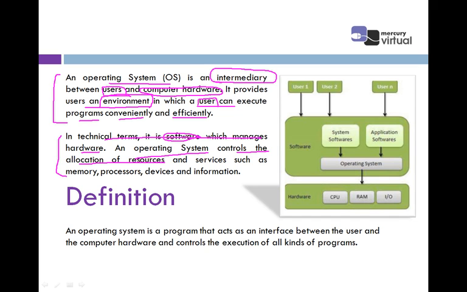So allocation is done in such a manner that different processes can execute in a proper, priority manner, meaning the process that comes first gets allocated the resources and is executed. Another process comes, gets allocated the resources and is executed, and so on. So this line says the operating system controls the allocation of resources and services such as memory, processor. As I told you, there are different resources like memory, processors, devices, information. So in simple terms, the operating system is a software which manages the hardware, and it also controls the allocation of resources as well as the services, for example memory, processors, devices, information. Right, so this is just an overview of the operating system.